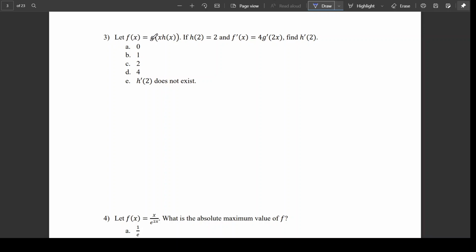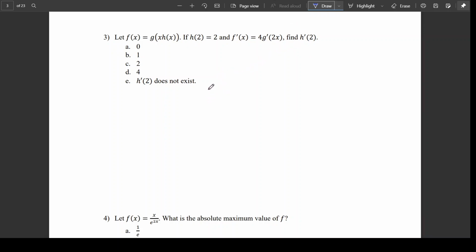Let f of x equal g of x times h of x. If h of 2 equals 2, and f prime of x is equal to 4g prime of 2x, find h prime of 2. So, whoa, what is this? You're giving me a bunch of random facts and this random function. I don't have any real information here other than some generic functions. How am I supposed to find h prime of 2 here?